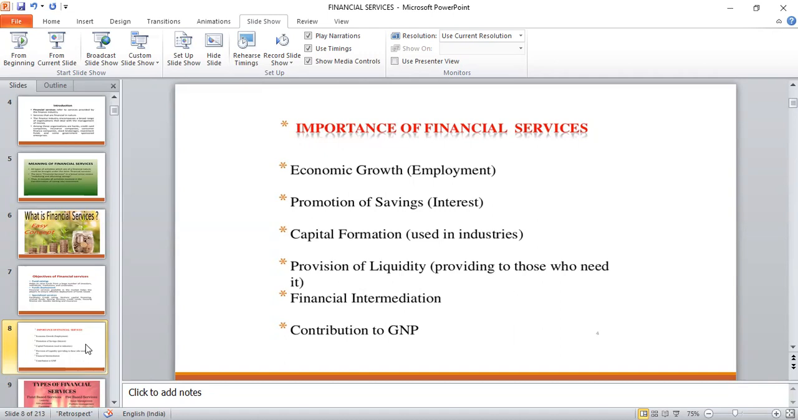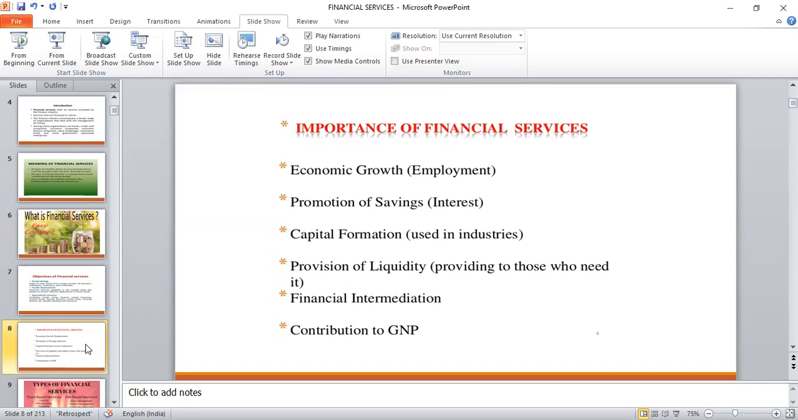Next one is provision of liquidity. Of course, we do try to provide liquidity to the industry people who are in need of financial services. What do you mean by liquidity? Liquidity is nothing but whenever they want liquid funds in their hand, we will try to mobilize it and arrange it for them.